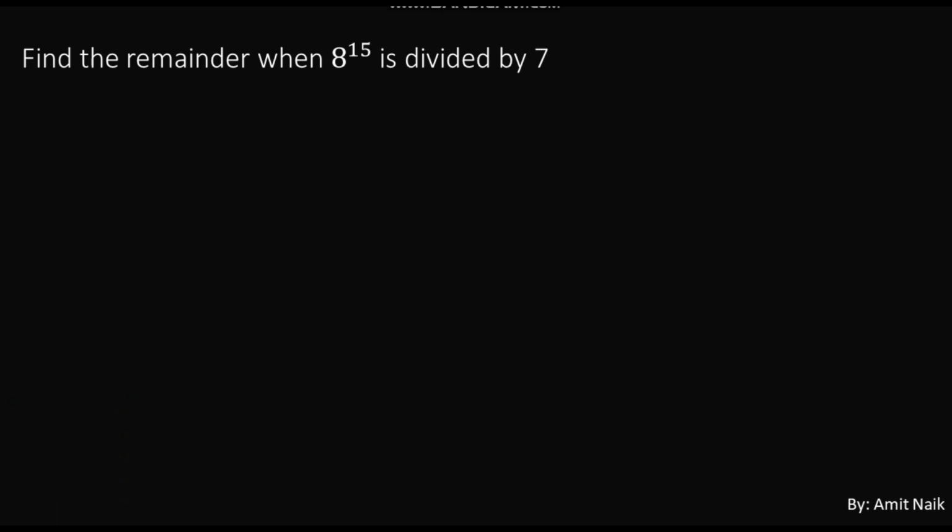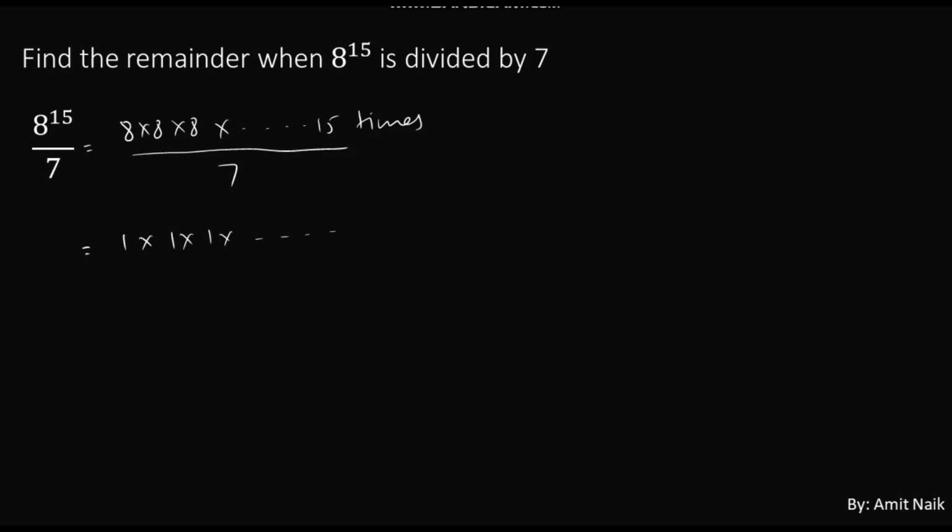So the question was 8 to the power 15 divided by 7. Now this basically means I need to divide 8 to the power 15. Now that is 8 multiplied 15 times, right? And whole divided by 7. So here in each term of the numerator, which is 8, I'll be getting a remainder of 1, right? So which is nothing but 1 to be multiplied 15 times, whole divided by 7. Now 1 multiplied 15 times is 1 itself, divided by 7. Now 1 divided by 7, the remainder is 1.